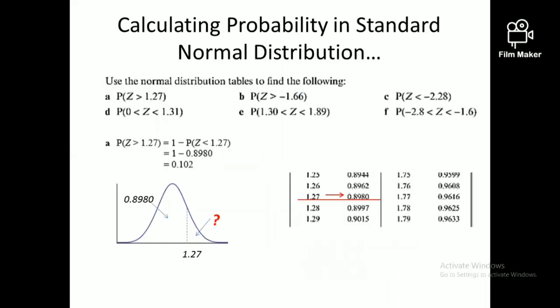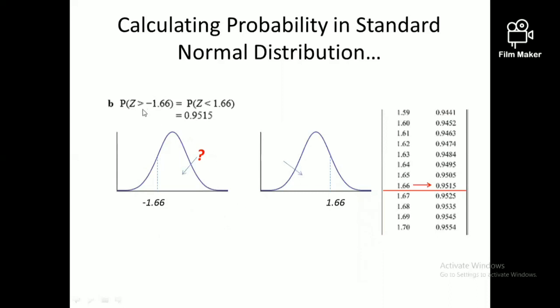Right. Then this is another example. Use the normal distribution table to find the following. Z is greater than 1.27. Then we need this area. But if you read 1.27 from your table, you will obtain this area. That area is how much? That is 0.8980. If you want to get the greater area, what you need to do? We know that the total area is 1. So you can say 1 minus probability of Z is less than 1.27. That turns out to be 0.102. This value you can obtain from the diagram over here.